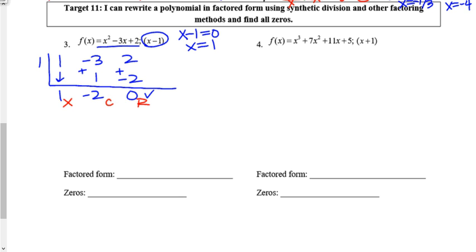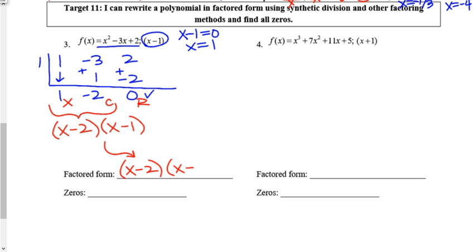So I can write my answer. Normally we're left with a quadratic from this lesson, but x minus 2 is what I'm left with. And I already had x minus 1 from what they gave me in the problem. So the factored form is just this, x minus 2, x minus 1. And then the zeros are just going to come from me solving those. When I set those equal to 0, I get positive 2 and positive 1.